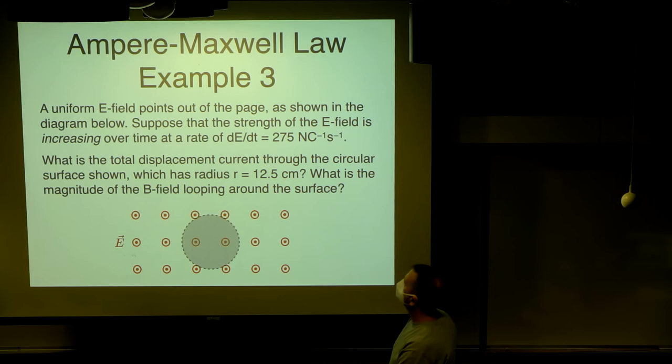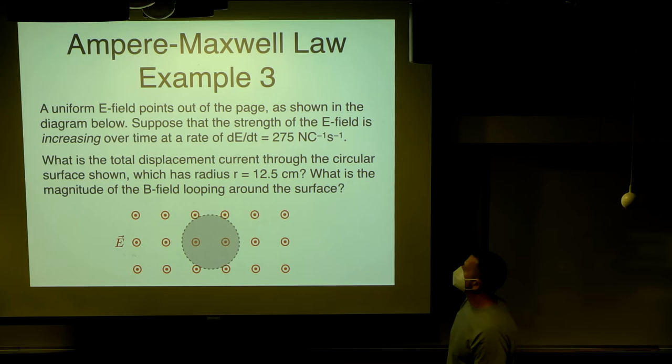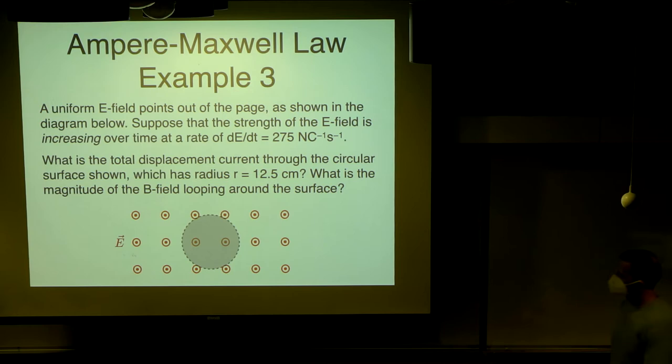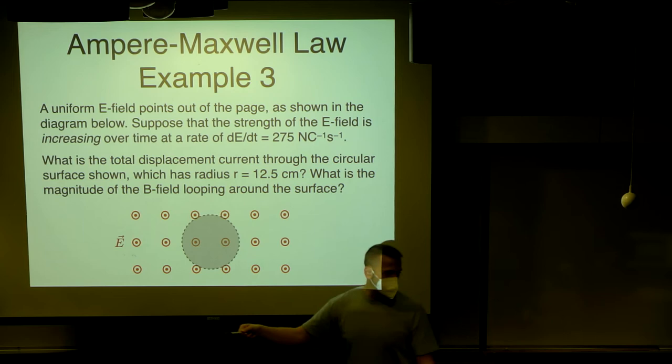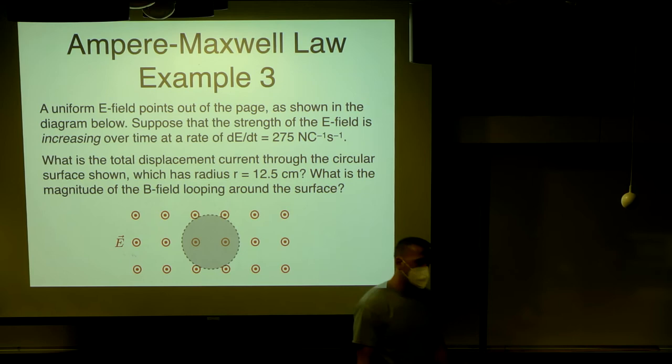Suppose that the strength of this E field is increasing over time, but at specifically this rate, 275 newtons per coulomb per second. So that is, in other words, dE/dt, the rate of change of the E field strength. It's given by this derivative here. So two questions. What is the displacement current through this surface? And now let's be a little more specific. Let's say it has a radius of 12 centimeters. And let's also say we want to calculate the B field strength, to put an actual number to that rather than just saying it's going counterclockwise.